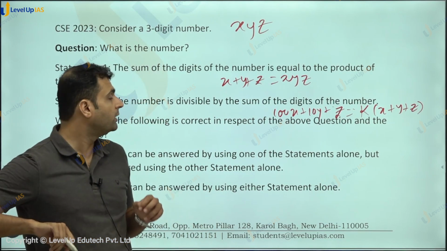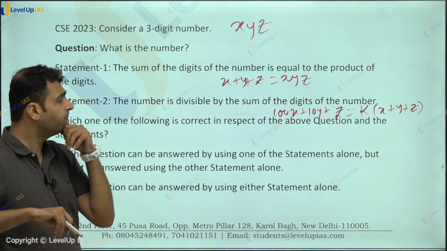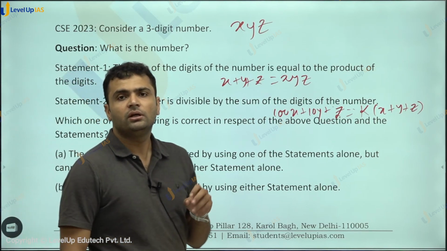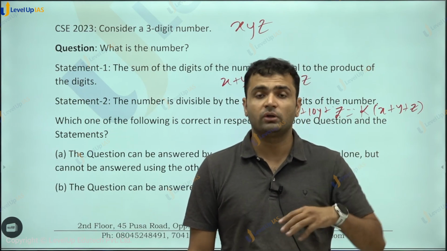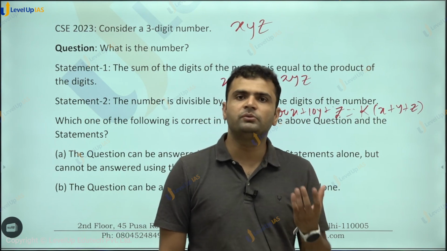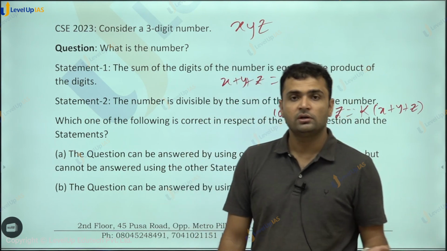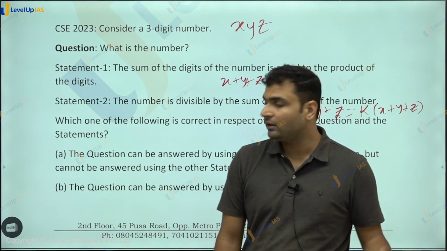Now, if you remember, there was a PYQ in 2022 and 2021: if you consider any natural numbers or any integers, how many pairs are there such that the sum of the digits is equal to their product? And there was only one pair in natural numbers.